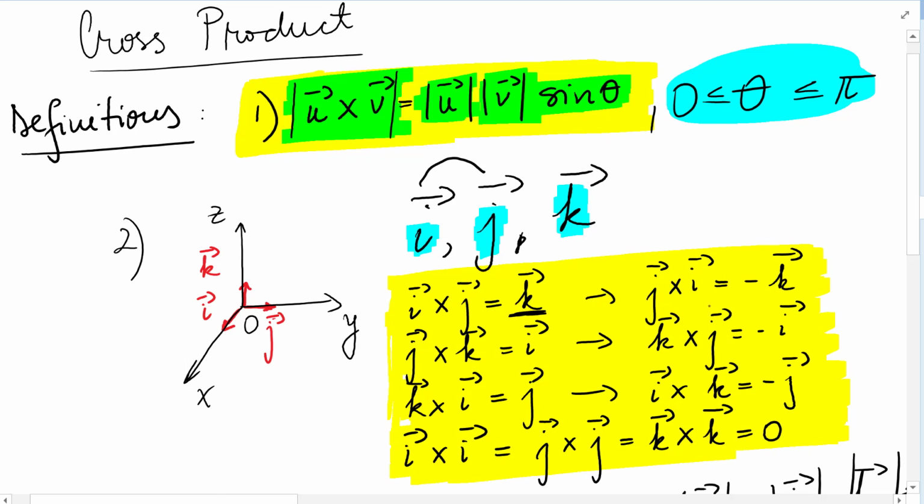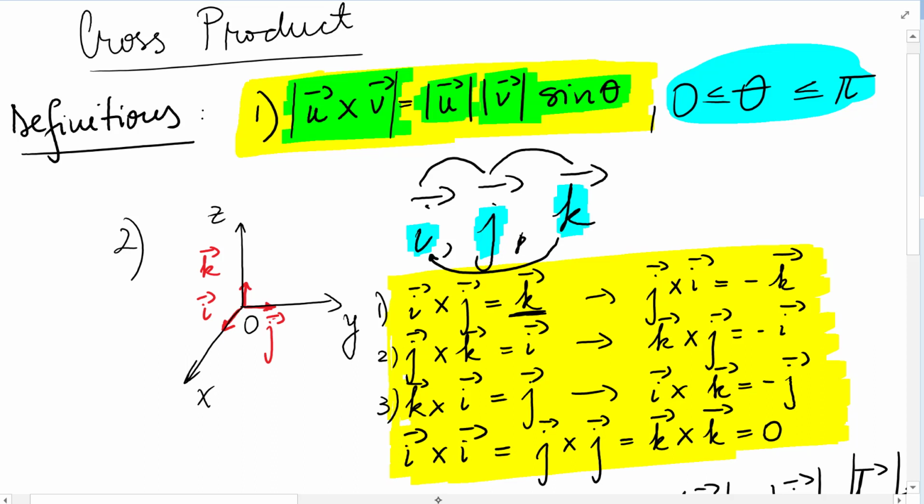The cross product is not commutative. j cross k produces i. k cross i is j. And they are written here, 1, 2, 3. Also, the opposite: k cross j is negative i, i cross k is negative j.